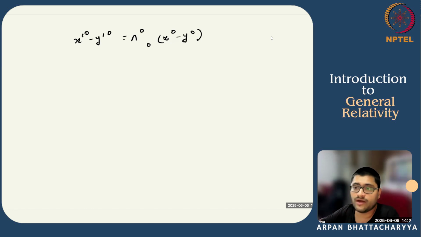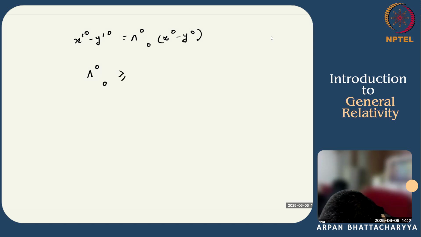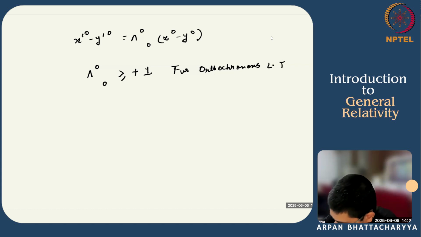Now remember that we have discussed two types of Lorentz transformation, orthochronous and non-orthochronous. Of course, non-orthochronous reverses the time direction, so we have to only consider orthochronous Lorentz transformations. We keep the time direction invariant. And for that, we know lambda 0 0 is greater than or equal to +1 for orthochronous transformations. And that's it.